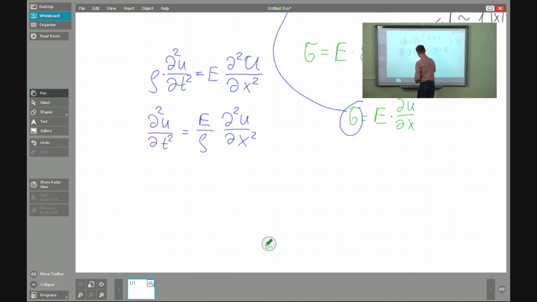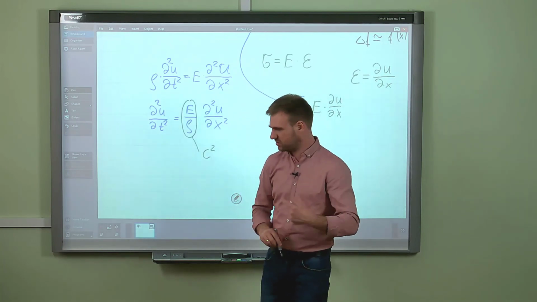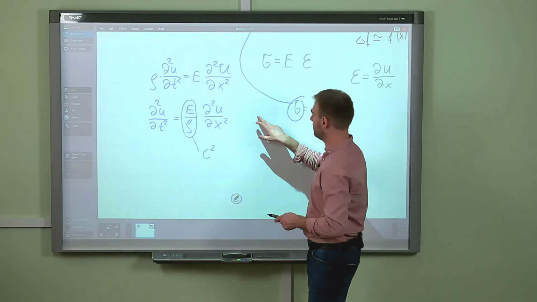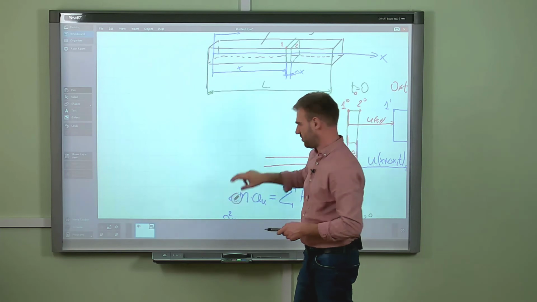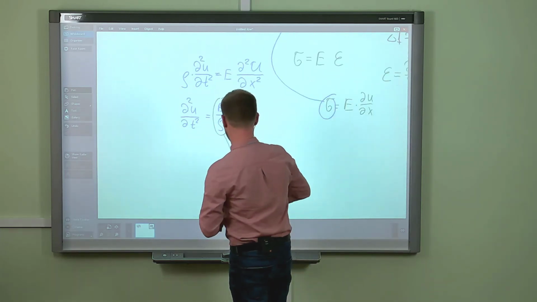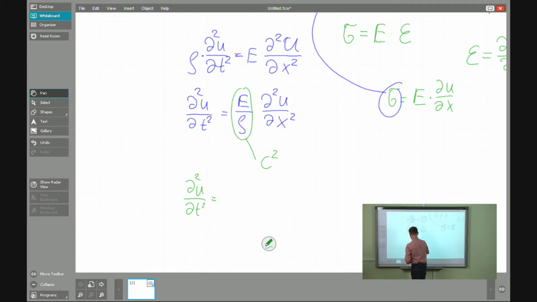Like last time, we will introduce a new variable, c squared, which has the physical meaning of the velocity of the wave in our continuous system. After introducing that variable, we get an equation which in many cases is called the wave equation. The methodology to solve that problem is really easy.